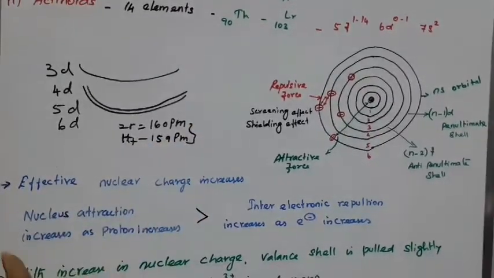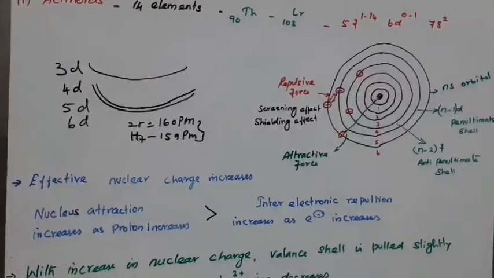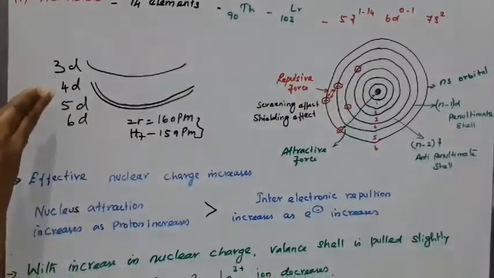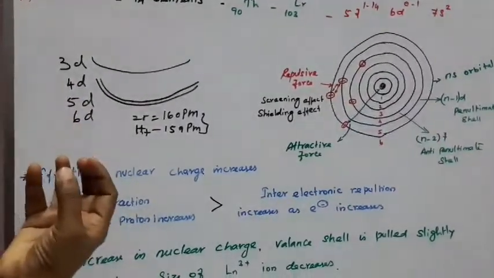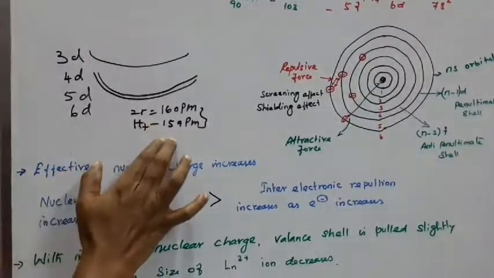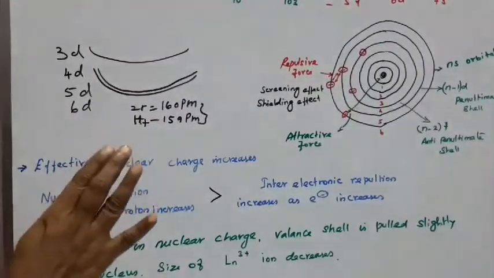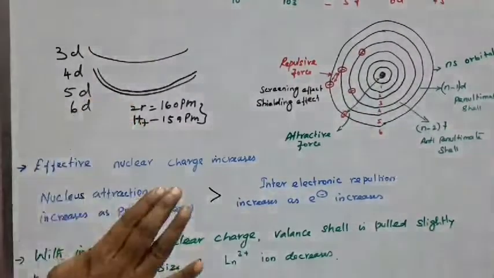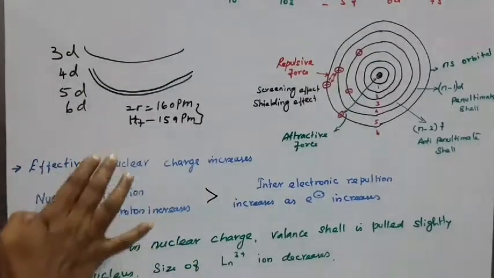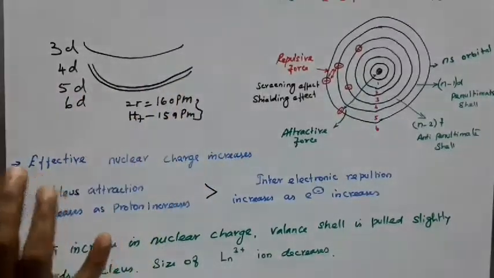Okay, so what is the consequence of this lanthanide contraction? Consequence means its effect: the atomic and ionic radii of the 4d and 5d series become very similar. If they are similar, it means these two elements' characters and properties are similar, okay, one and the same properties, one to one. So that is a consequence of lanthanide contraction.